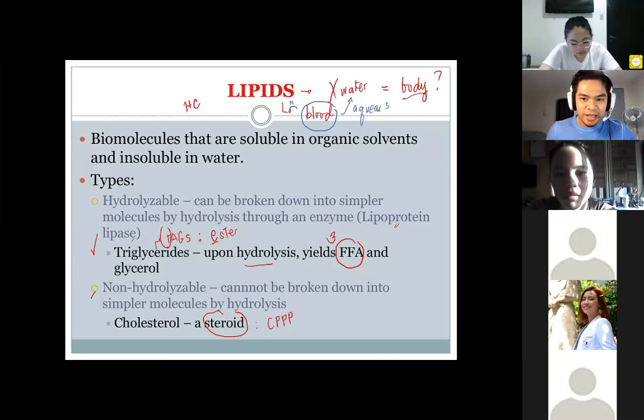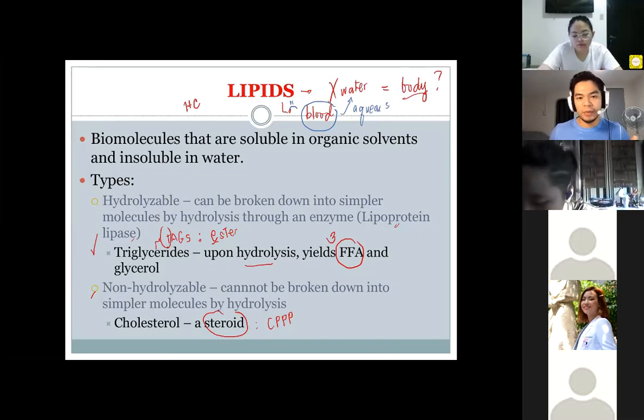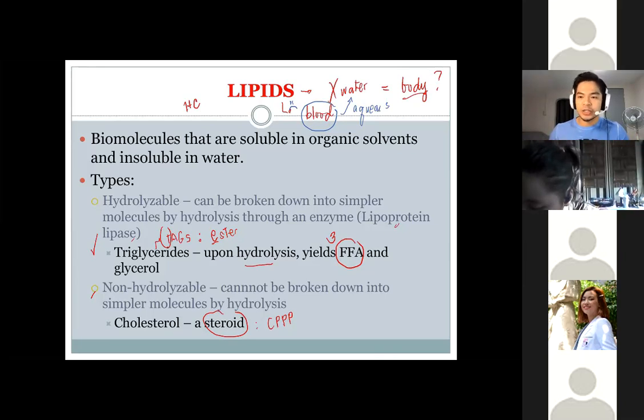Do you think there could be a problem? Yes, so there could be a problem. Kasi ang dugo ay matubig siya, matubig. Pero ang lipid ay oily, kaya oily siya. So there will be separation. Okay? Kaya the blood will find it hard to transport lipids.